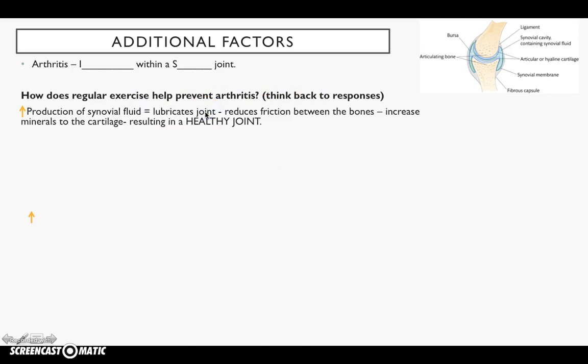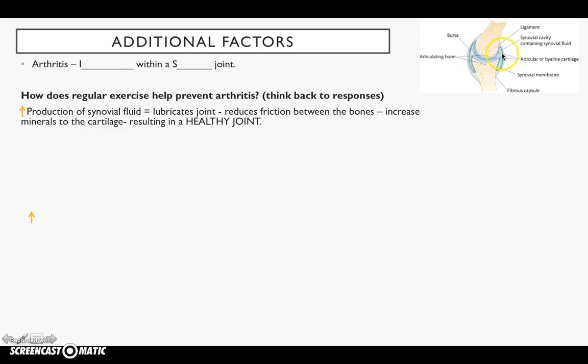So increased production of synovial fluid. This means that the joint is lubricated, which reduces friction between the bones, and increased minerals to the cartilage result in a healthy joint, i.e. preventing arthritis. Arthritis is the inflammation of this joint and it causes pain and stiffness.